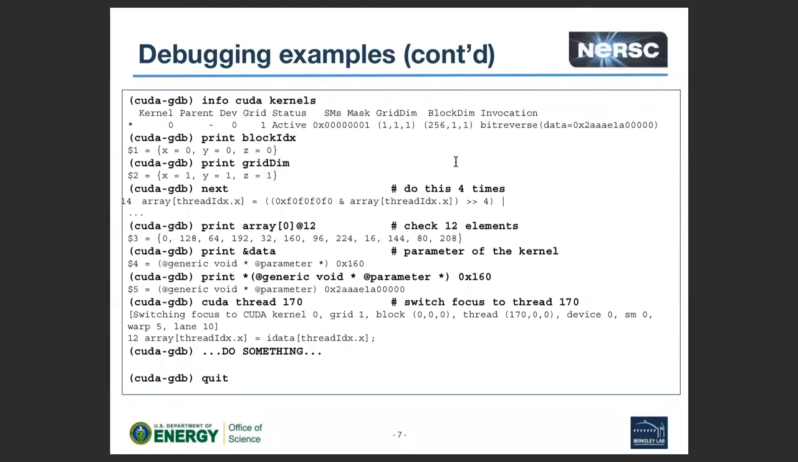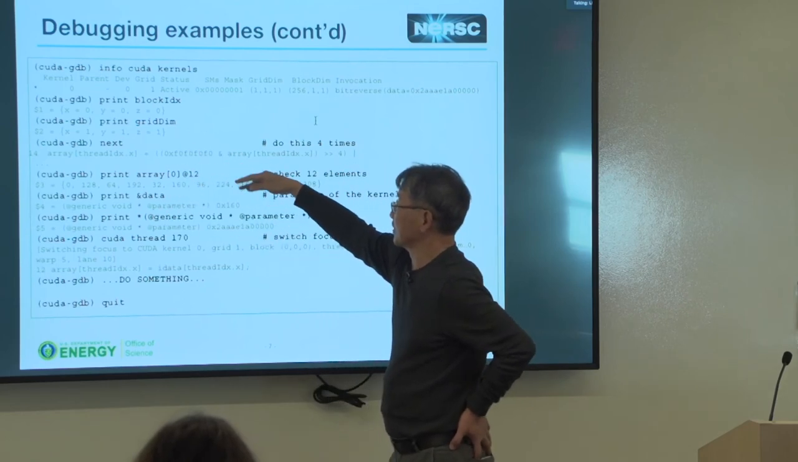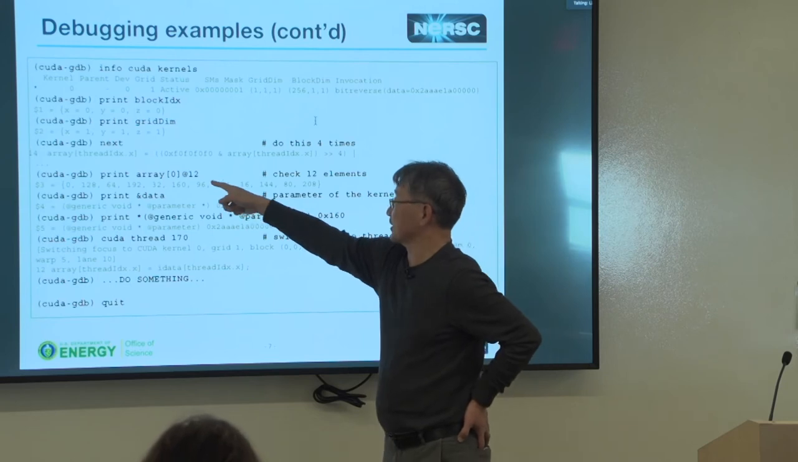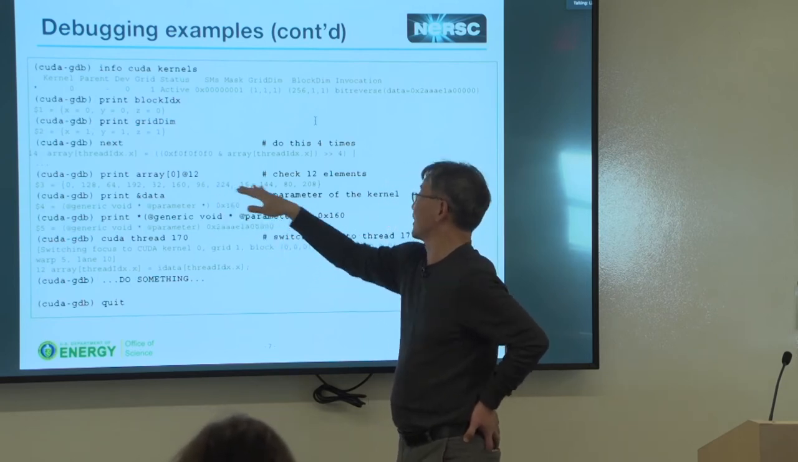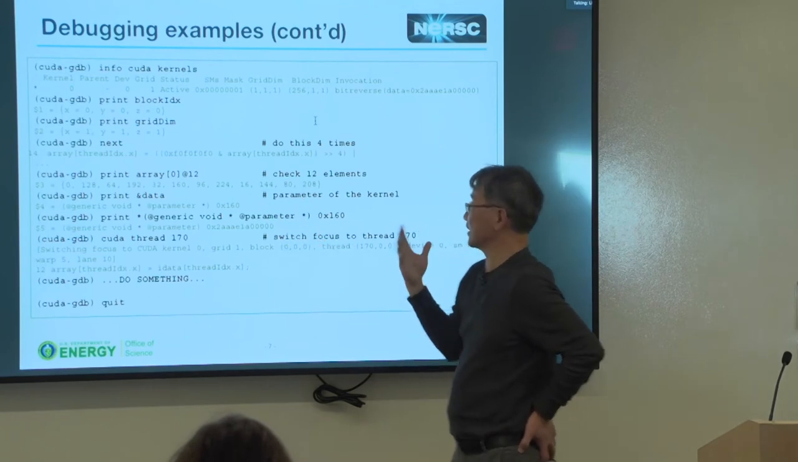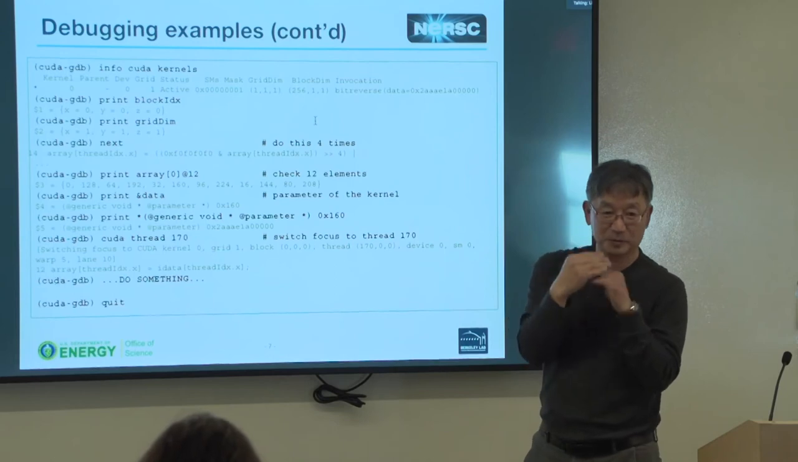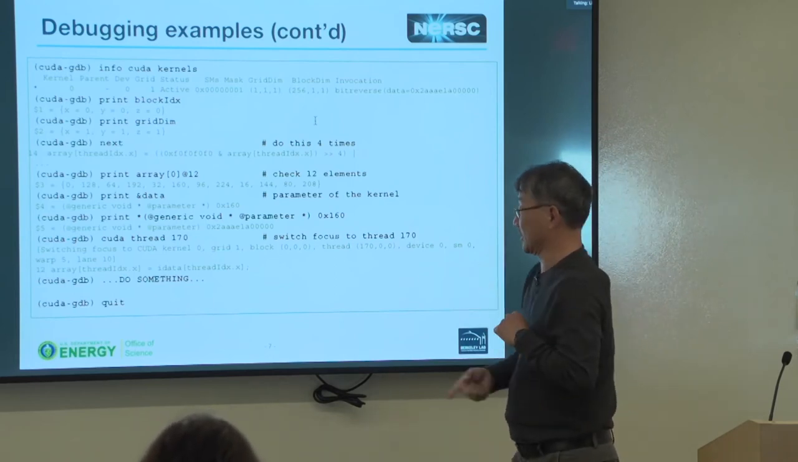You can print block ID. You can print a lot of program related entities, block index, grid dimension, and if you go to the next line, just type next, et cetera. You can print the array values and make sure that these are reasonable values. If you see something's wrong, then you know you need to go back from that moment on to see why you are getting the wrong values.